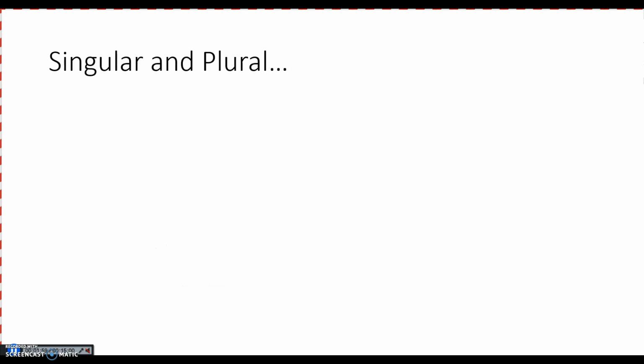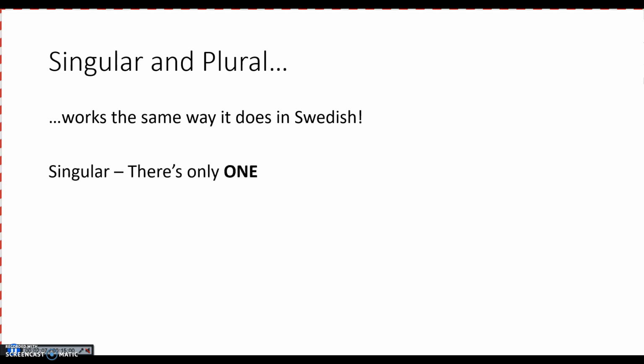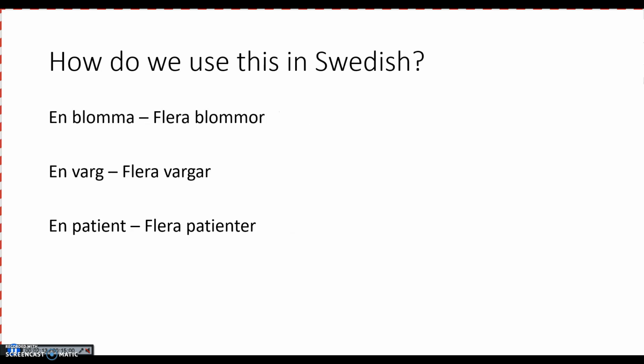The concept of singular and plural works the same way it does in Swedish. Easy, huh? Singular means there's only one, and plural means there are many. In Swedish, to show that we're talking about multiple things, we need to do something very specific. We add endings to the noun.